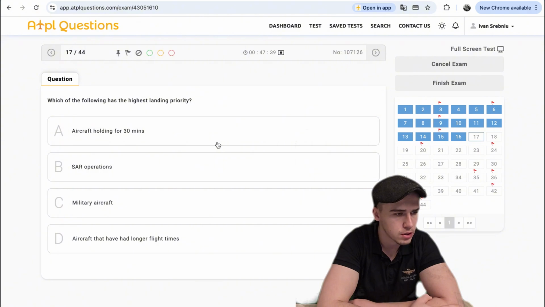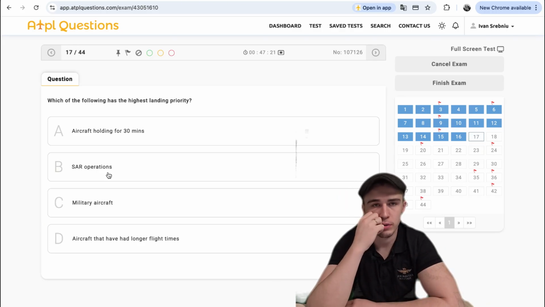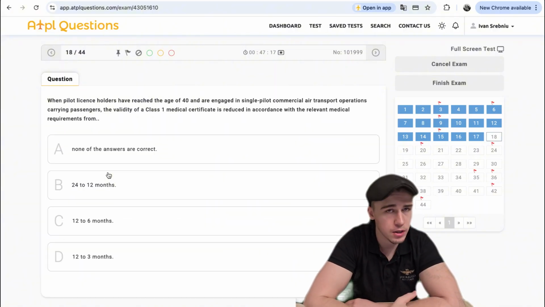Which of the following has highest landing priority? Search and rescue operations. Just remember, search and rescue is, for example, firefighters or some helicopters who just come from a rescue operation. Search and rescue operation, SAR, it's search and rescue.